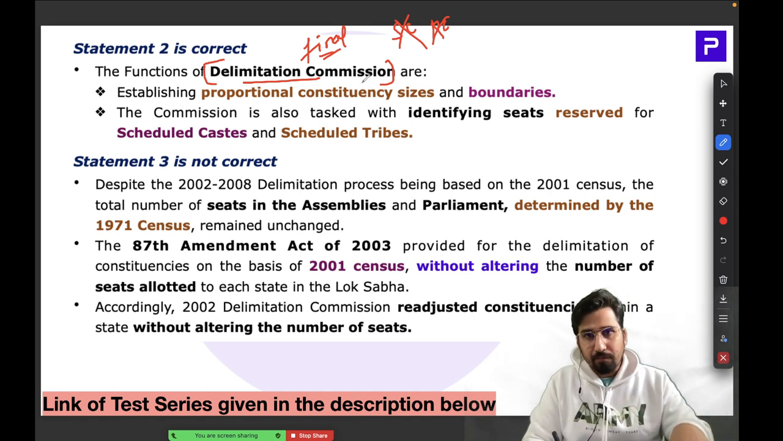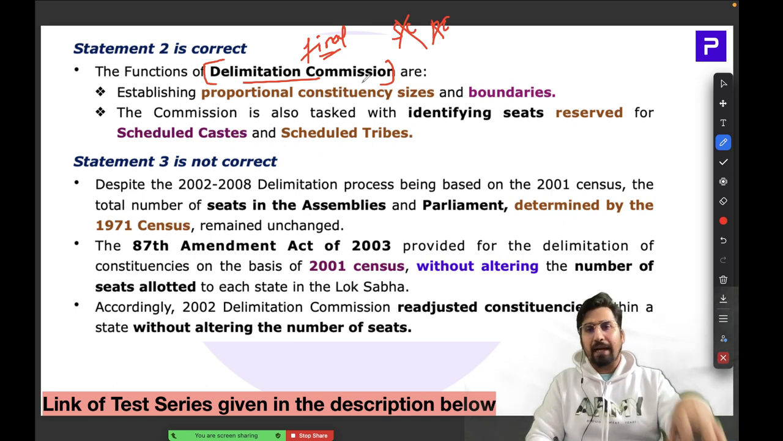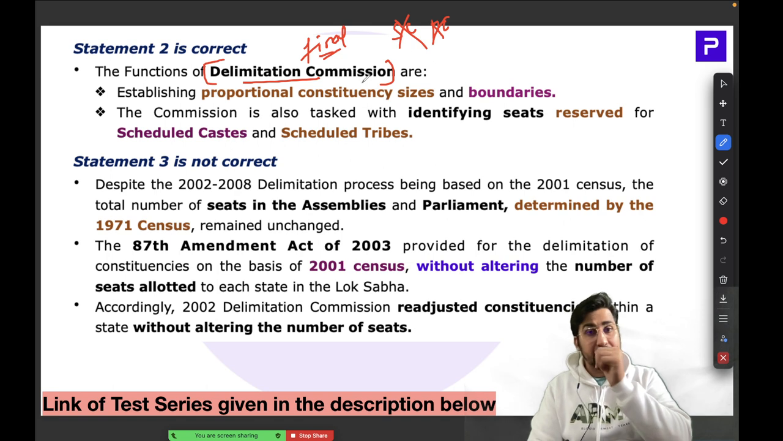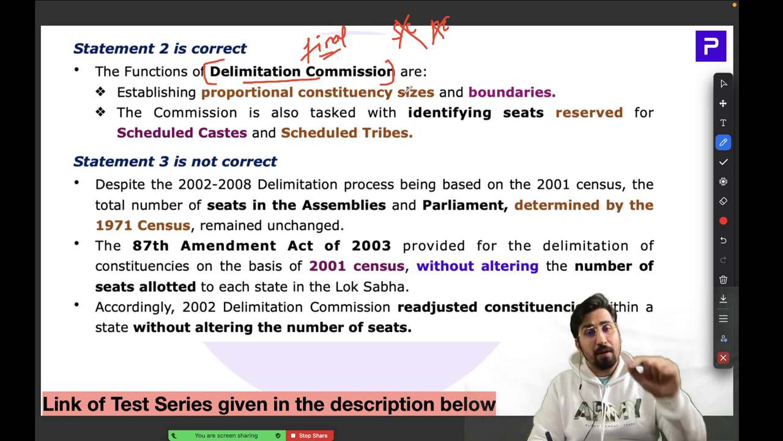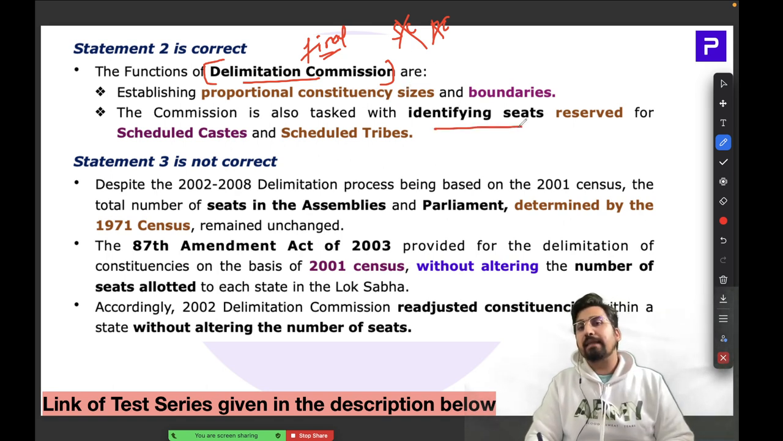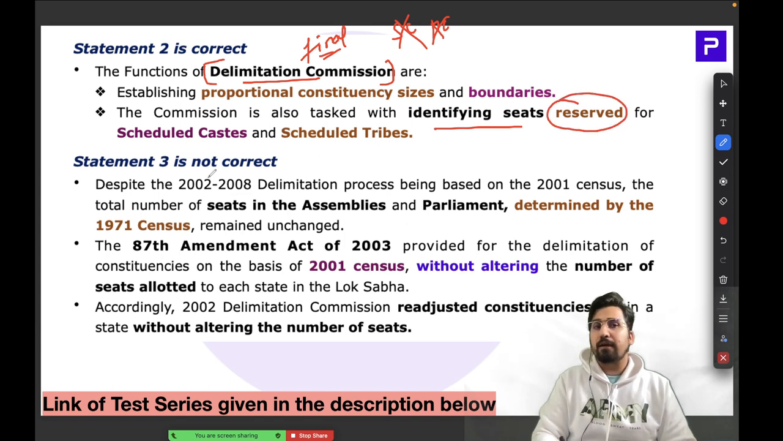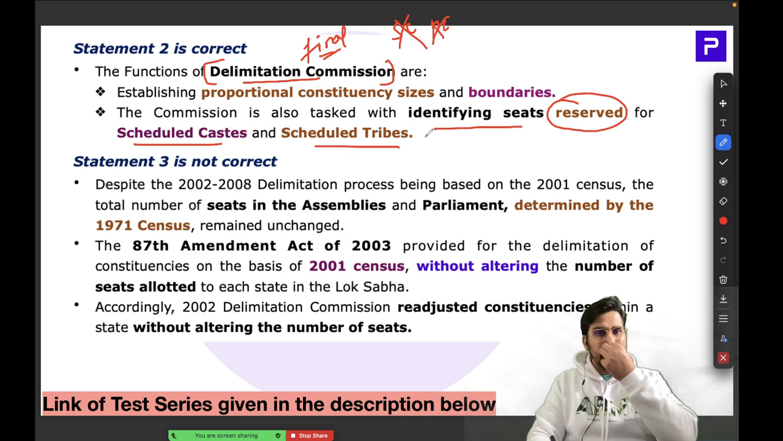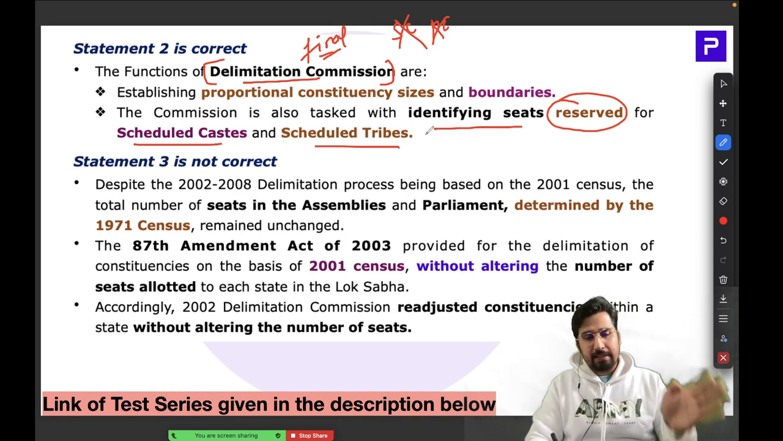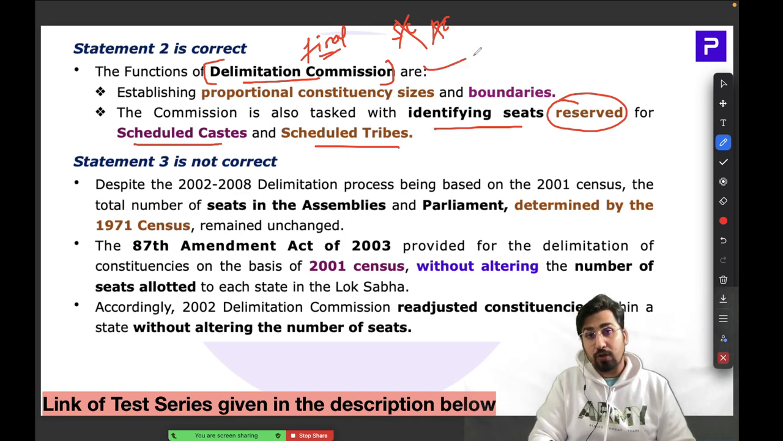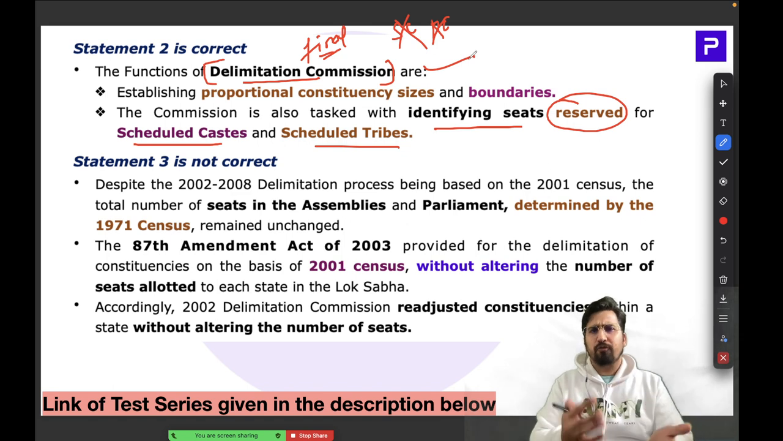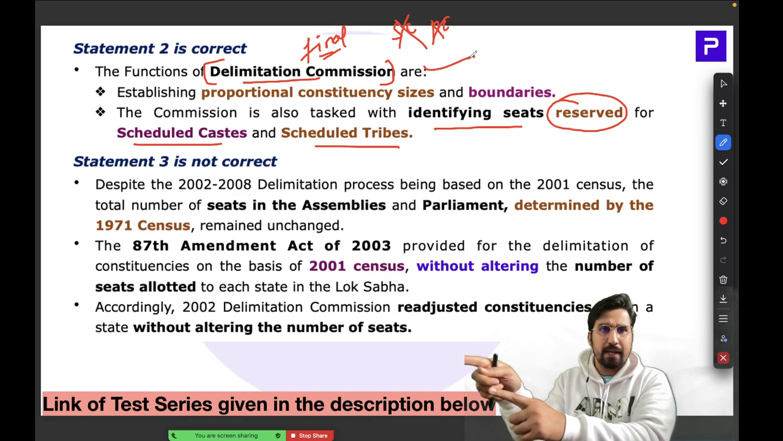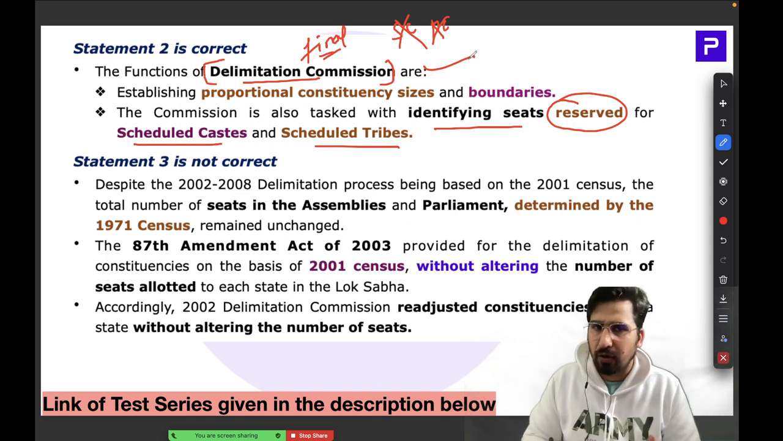And very importantly, while deciding the constituency size, the boundaries and the number of seats, the Delimitation Commission has one more task of identifying the seats which need to be reserved for Scheduled Castes and Scheduled Tribes. So at a national level and at a state level also, SC and ST seats are reserved, and this is also done by the Delimitation Commission, depending on the size of the tribal or SC population of that particular area, to give them more representation for obvious reasons, right?